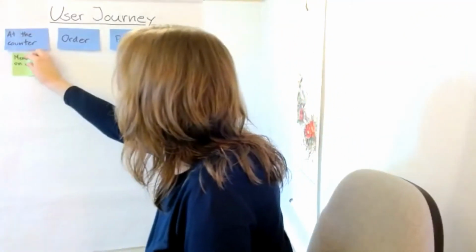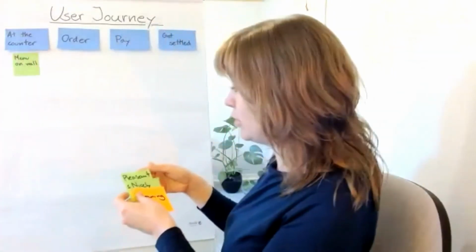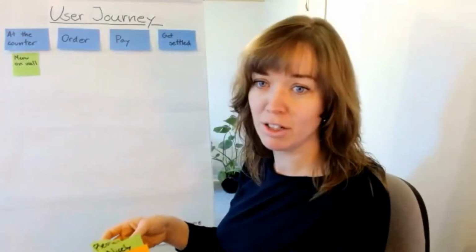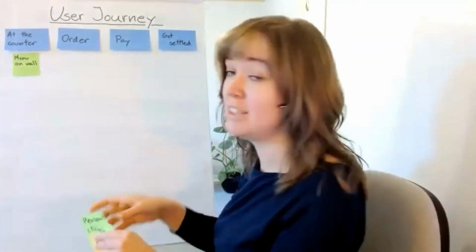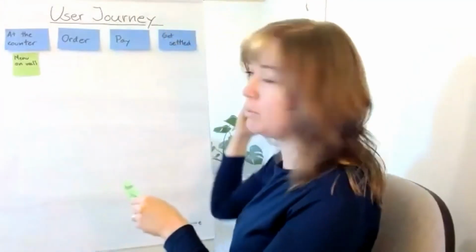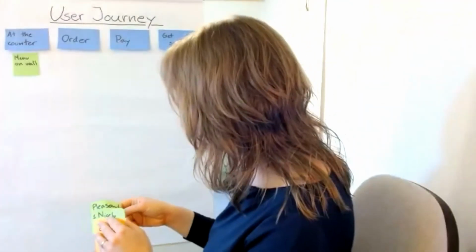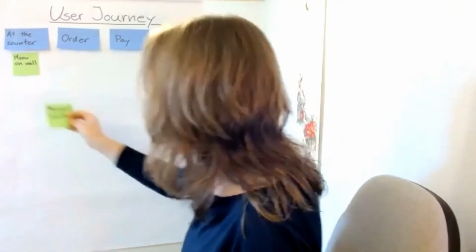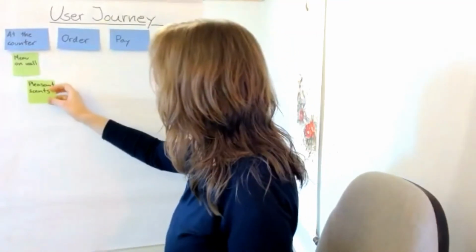Well, they need to be able to see what they should order. We need to create a menu on the wall. This is also something we're discussing in our team, right? What do we need? We just start at the left and we move to the right, and we come up with ideas based on this perspective as the customer.